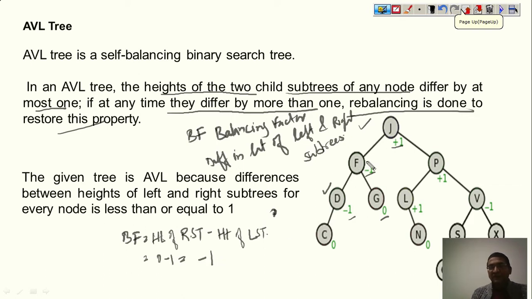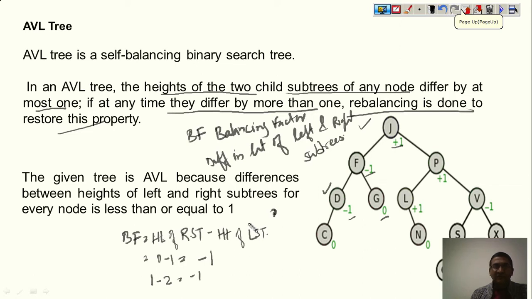Similarly, if you look at this node, the height from the left subtree is actually 1, 2, and the right subtree is 1. So you can find here that 1 minus 2 is -1. So here you can see this is -1.